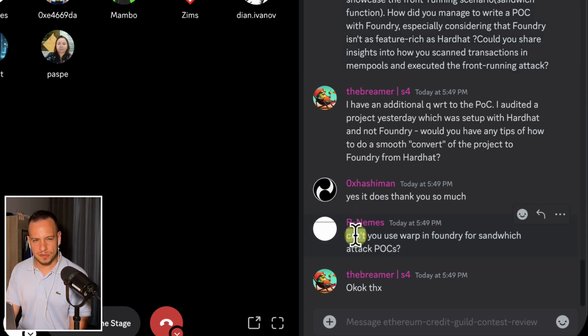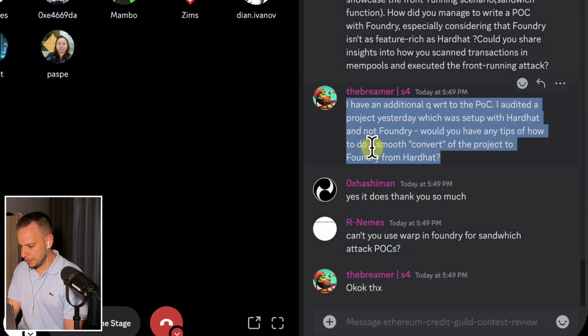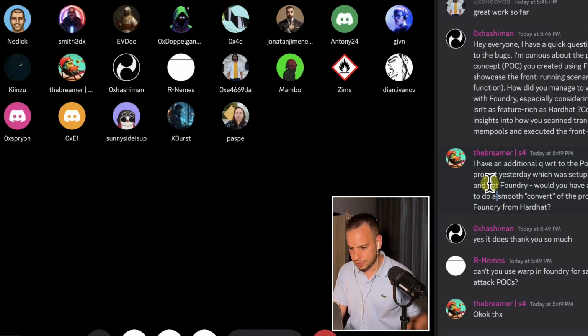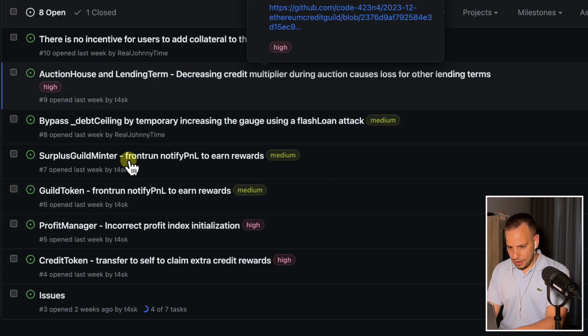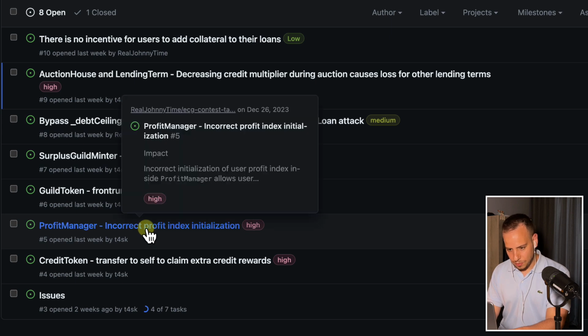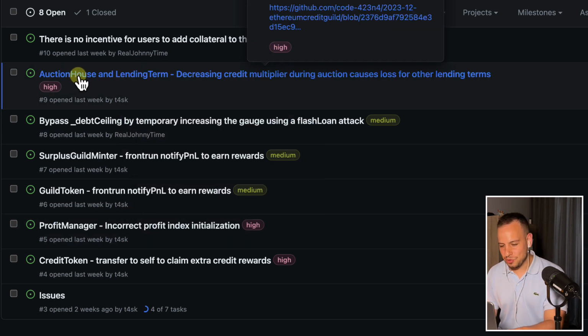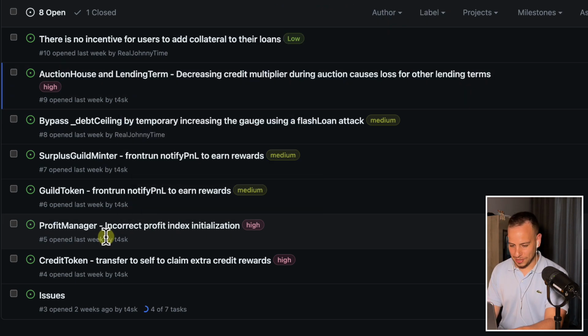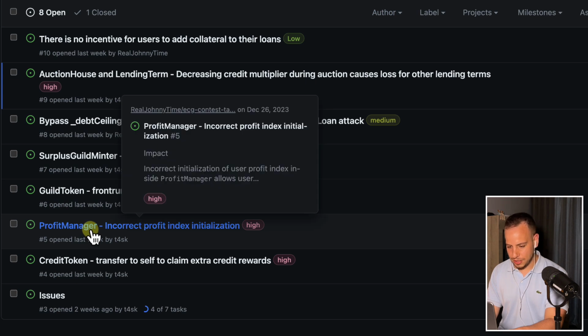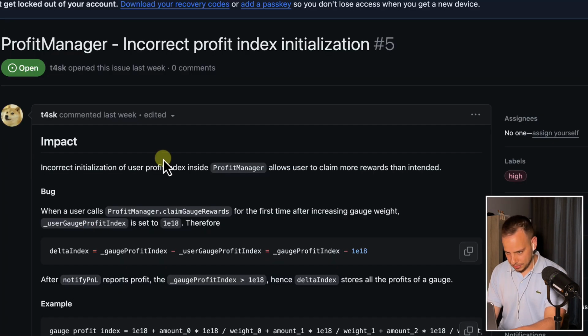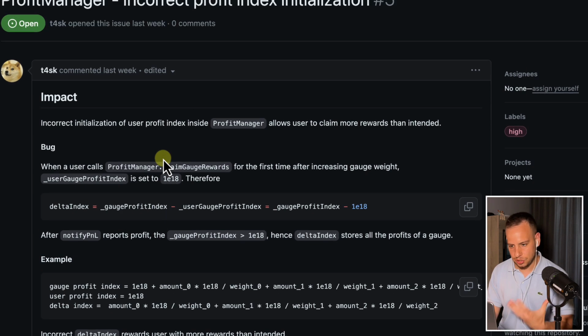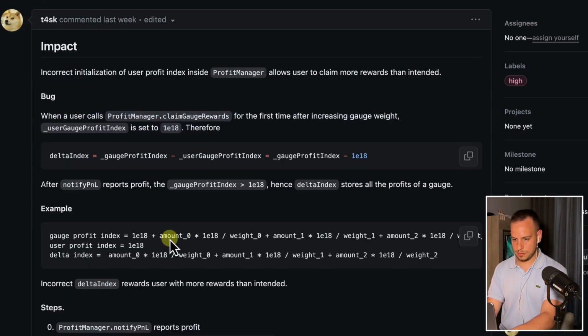But it's a bit out of scope for this session, so I think it's better if we just move on with the next findings. Next, we have a simpler one, since we will leave the most juicy and the hardest one for last. But now we have the profit manager incorrect profit index initialization. There was some kind of math logic issue with the way profits are calculated, which we can use to trick the system.